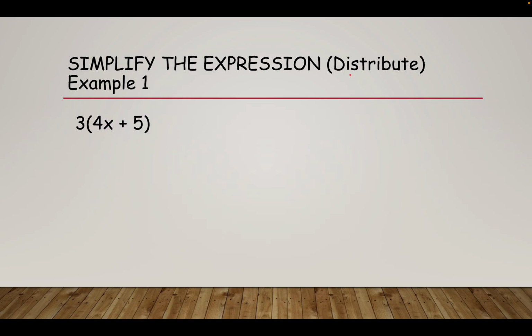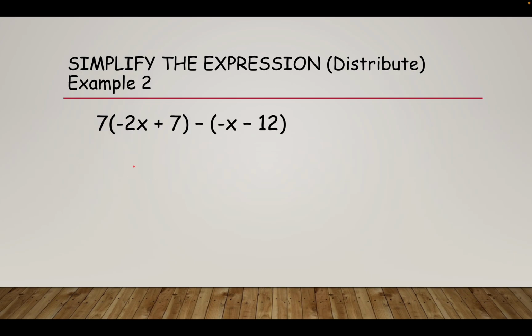Let's move on to when we need to use the distributive property. To distribute means I need to take the number, we have parentheses. We need to take this number and distribute it to both terms. So you might see something like this, meaning I have to multiply. Distribute means that we need to multiply. And I'm going to multiply 3 times 4x, and I'm also going to multiply the 3 times 5. We get 12x plus 15.